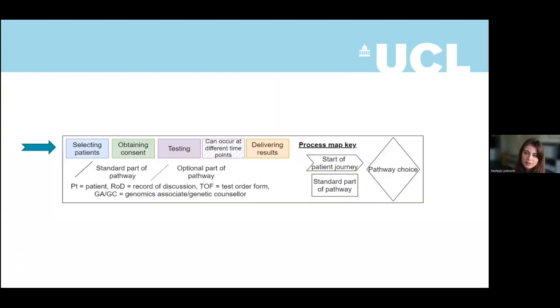The analysis of the data was done using an abductive approach. So we did have a predetermined framework for the types of steps that the process might involve. And that's what that arrow is pointing to. So we knew there would most likely be some steps involved in selecting patients, obtaining consent, testing, and delivering results. But within this framework, we inductively coded the data for the details, as well as the barriers and the facilitators.